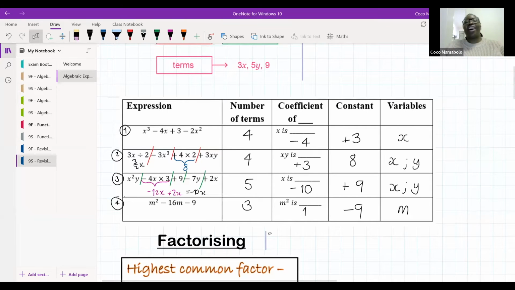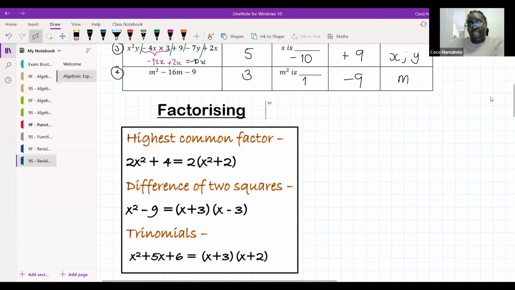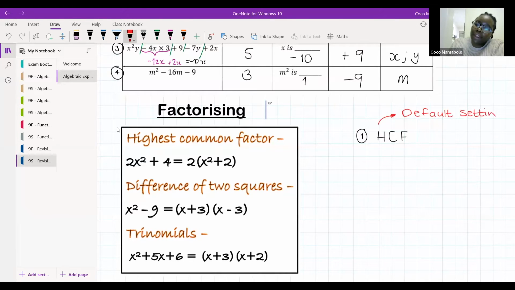All right, let's look at our next section, which is factorizing. Now in grade 9, guys, we're going to be introduced to a couple of ways that we can factorize. We're going to talk about some of them, and then we're going to talk about the others in just a bit. The first way that we always factorize is called the highest common factor. And I'm going to add in here, guys, that when we are factorizing for the highest common factor, we need to make the HCF our default setting.